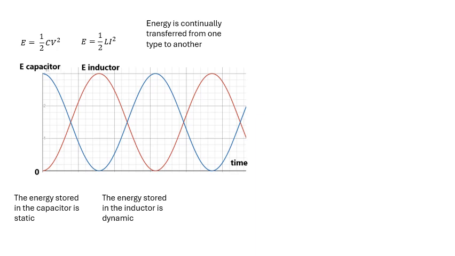The energy stored in the capacitor is like static. So it's biggest when the current is zero. The energy stored in the inductor is dynamic. It's bigger when the current is a maximum.